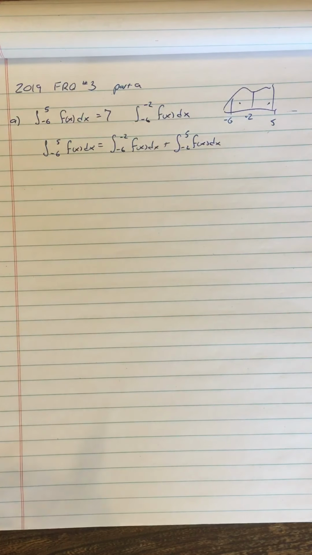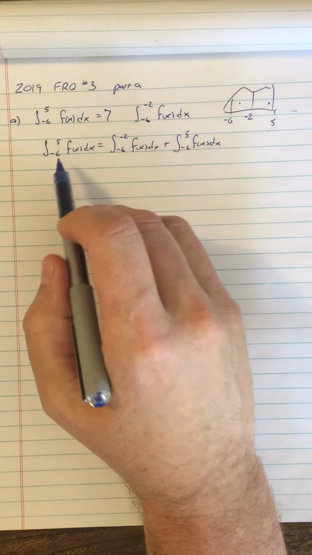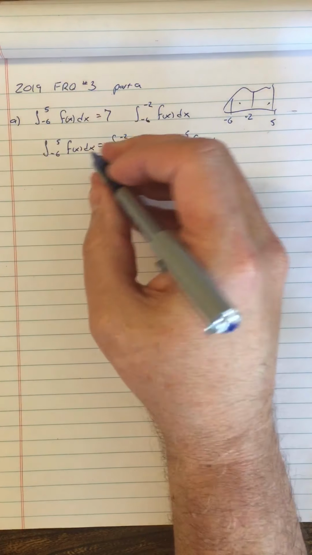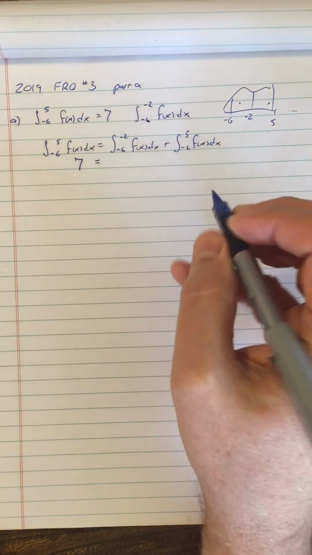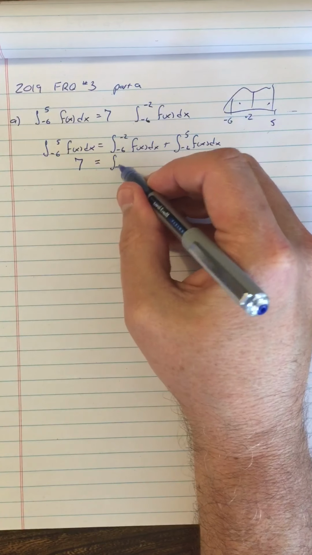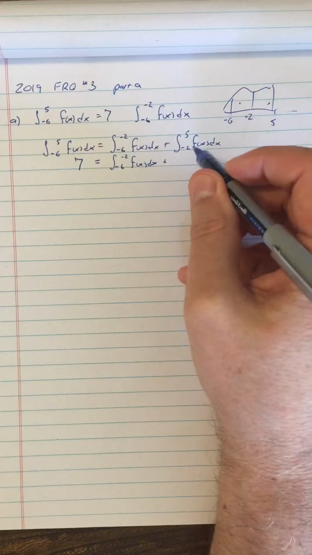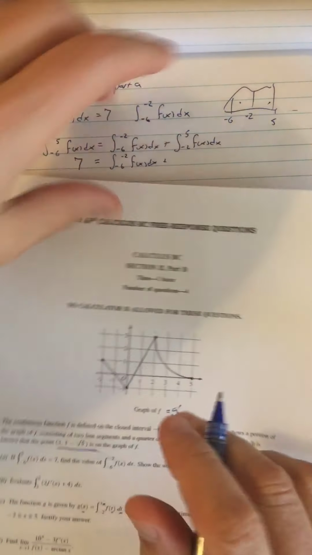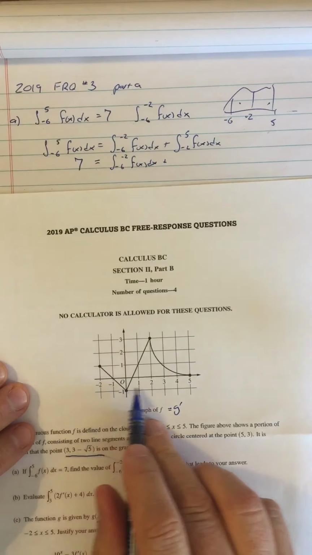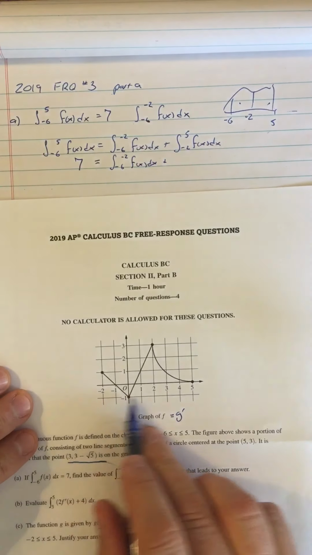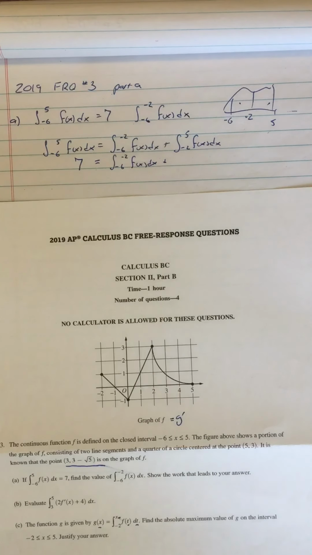And then I can put together the fact that I know what the integral from negative 6 to 5 is. They told me that's 7. The integral from negative 6 to negative 2 is what I'm trying to find out. And the integral from negative 2 to 5, well, that's what I've got the graph of. So then I just use the graph to find the integral. When you're doing that, there's lots of different ways you can do it. One way is to take each piece one at a time.